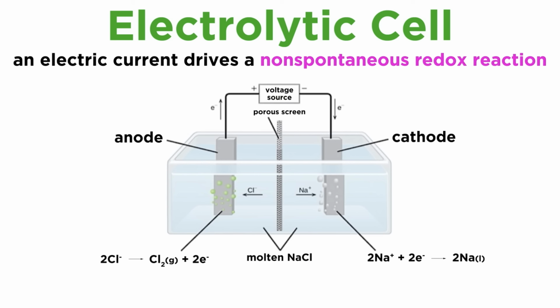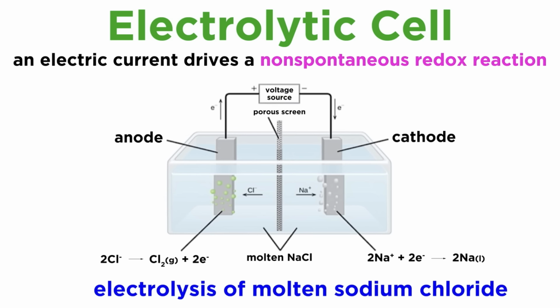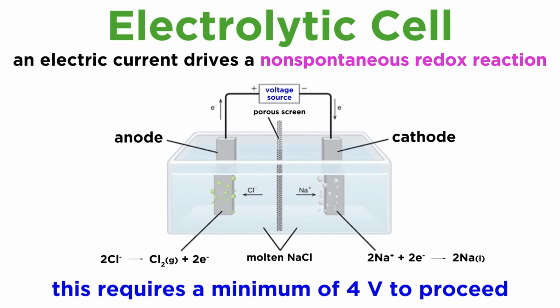Now that we know the definition of an electrolytic cell, let's look at an example of an electrolytic solution to see exactly what is going on at the anode and cathode. First, let's examine the electrolysis of molten sodium chloride. Here, electrons from the current go and reduce sodium ions in solution, which then deposit onto the cathode. Chloride ions then oxidize as they deposit onto the anode. Of course, this is a non-spontaneous process, so it will require a minimum of 4 volts in the way of a supplied electric current to occur.